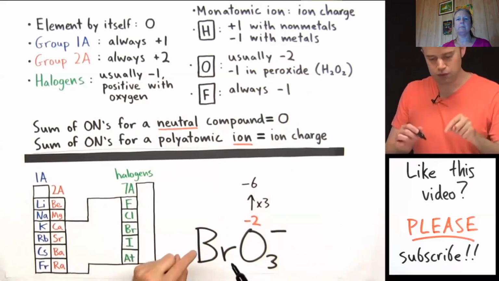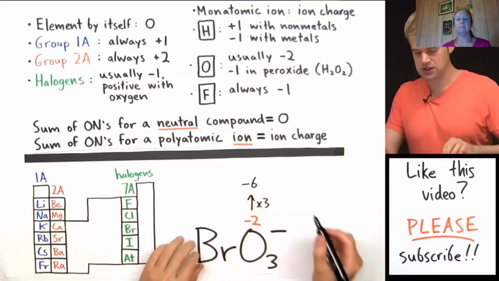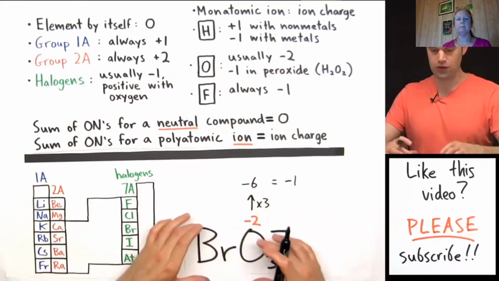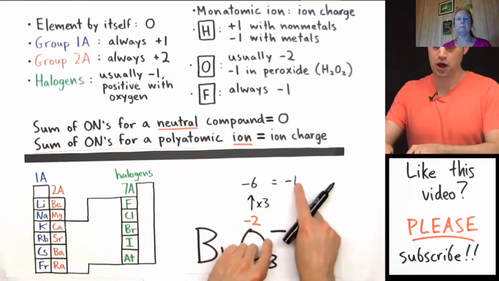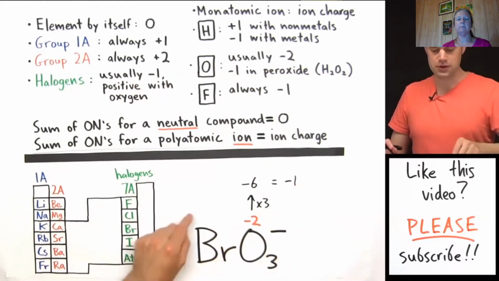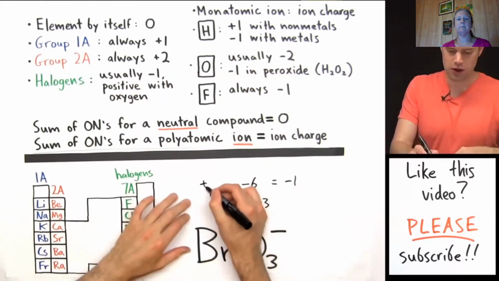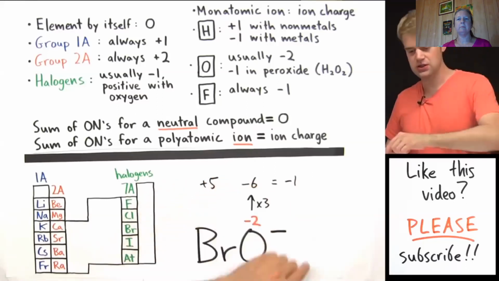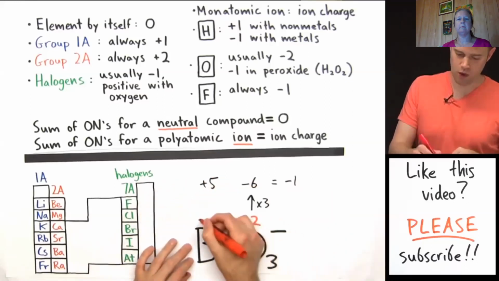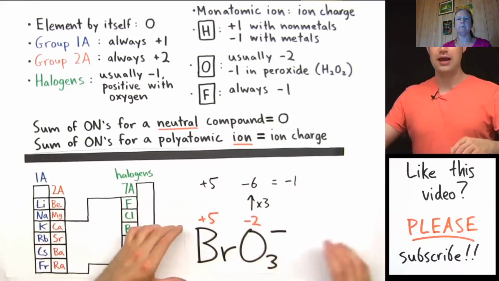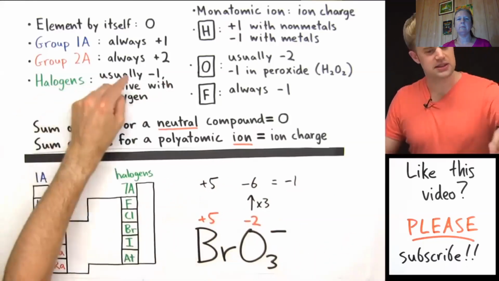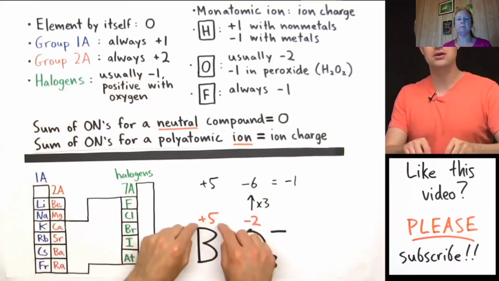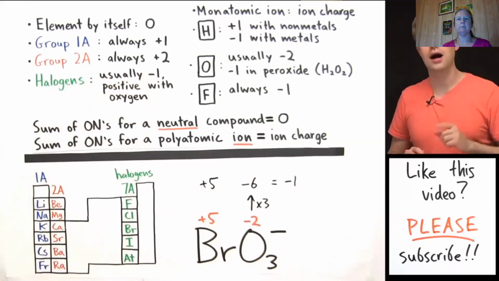Now whatever bromine is, -6 has got to give us -1 because this whole thing is a polyatomic ion that has a charge of -1. So that means that bromine's charge must be +5. +5 -6 gives us -1. So this is an exception where the halogens, instead of having an oxidation number of -1, have a positive oxidation number because they're paired up with oxygen. Keep that in mind.